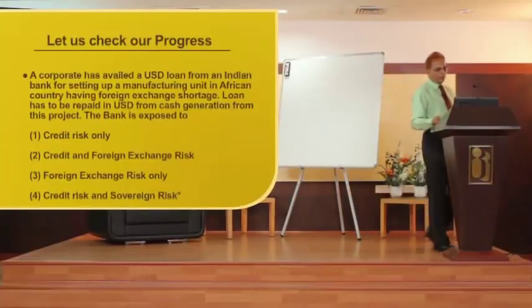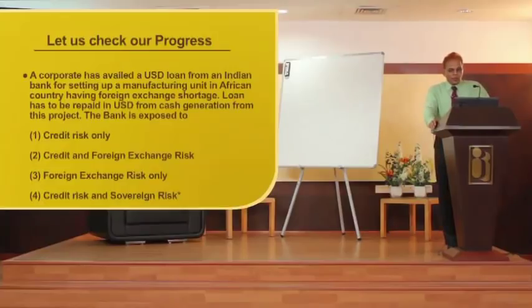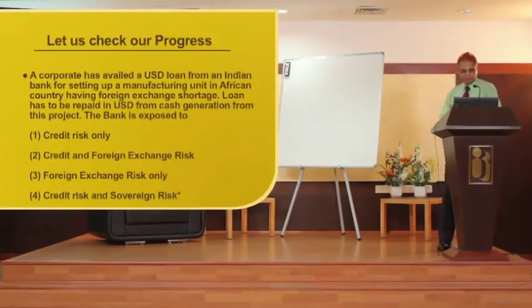Let us check our progress. A corporate has availed a USD loan from an Indian bank for setting up a manufacturing unit in an African country having a foreign exchange shortage. Loan has to be repaid in USD from cash generation from this project, which is in one of the African countries. We know that some of the countries have sovereign risk, which can prohibit the local corporates from paying their foreign obligations. Since the bank has lent money to a corporate, it is exposed to both credit risk and sovereign risk. So D is the correct answer.